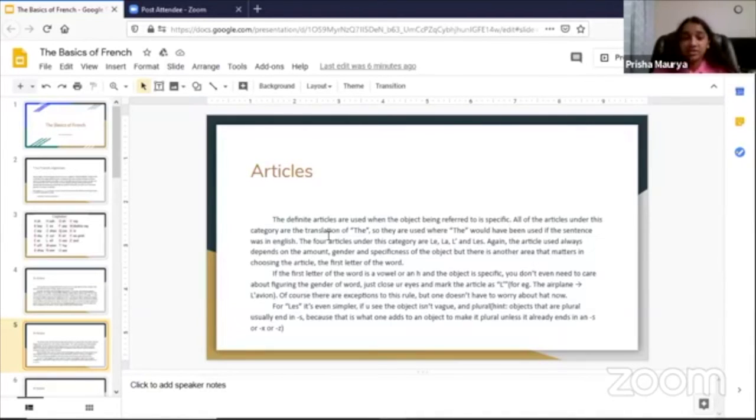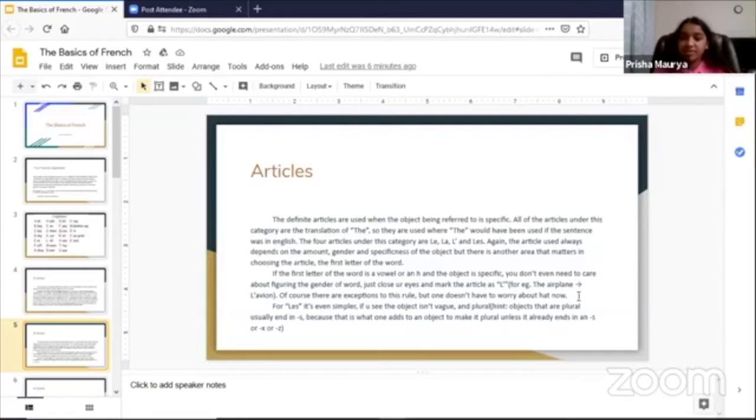Again, the article used always depends on the amount, gender, and specificness of the object. But there's also another factor that matters in choosing the article when you're taking a definite article, the first letter of the word. If the first letter of the word is a vowel or an H and the object is specific, you don't have to worry about anything else. Just write l apostrophe in front of it.